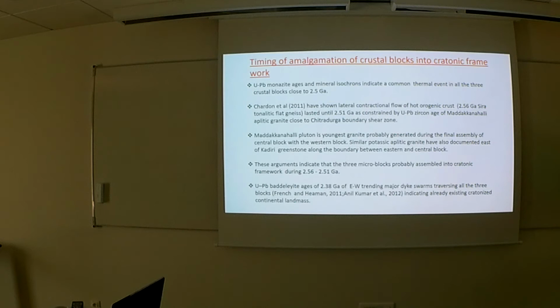Okay, so I think I have only one slide. This is the history of the timing of amalgamation of the three microblocks into the cratonic framework, and then it completely cratonized and cooled. Into this cooled Archean crust of the whole Dharwar, mafic dikes formed which run east-west, cutting across all the cratonic blocks. They have been dated at 2,380 million years. That means by that time the crust had already been cratonized and completely cooled, and the mafic dikes were injected into it.